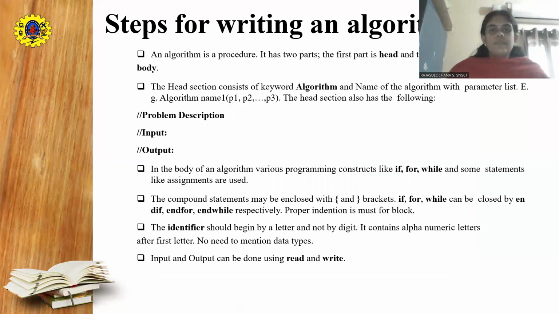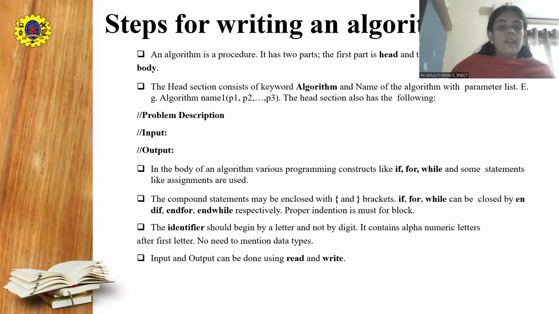So what are the steps for writing an algorithm? As you are aware, the algorithm is a procedure. So the head section consists of the keyword algorithm followed by the algorithm name, and inside the parentheses you will specify the parameters, input parameters to be more precise. So first you will describe the problem, then you will specify the range of inputs, and you will give an idea of what the output should be like. And inside the body part, you can use looping statements or control statements wherever it is required.